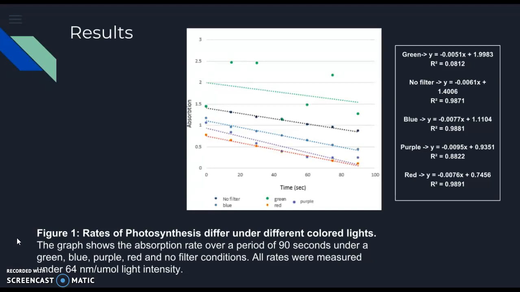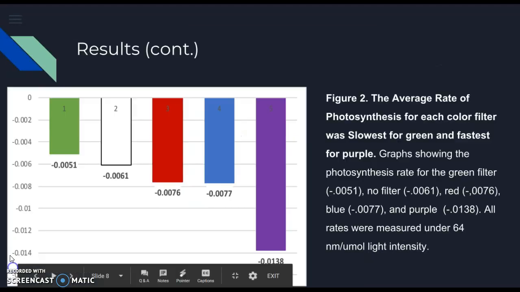On the other hand, purple had the fastest reaction rate or the absorption rate of all the colors. Although it's not that much different than the red light, it is a bit faster than it. I also included the equation and R on the right of the graph because it looked a bit cluttered.